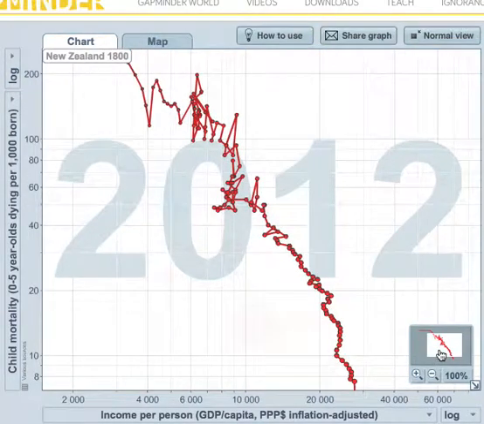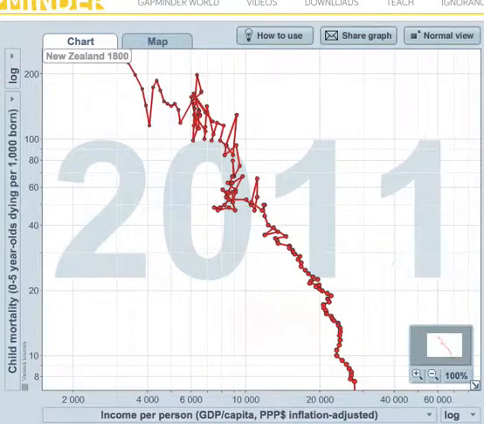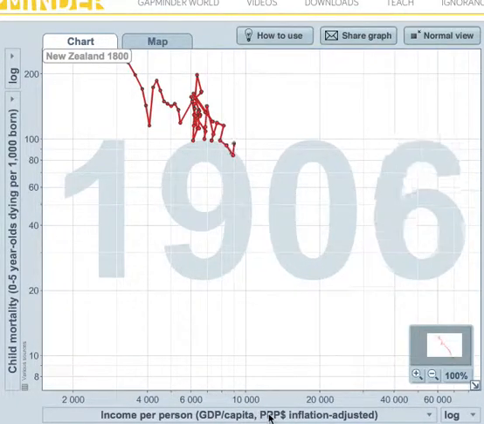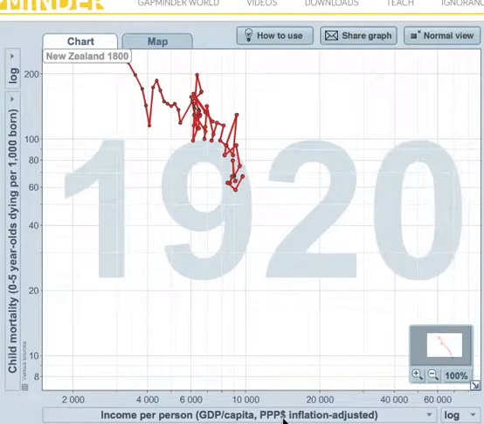Furthermore, in 1918, a lethal influenza pandemic struck New Zealand. Among the people affected, there were children as well. And if we go back to 1918, we can see here the increase in the child mortality rate.